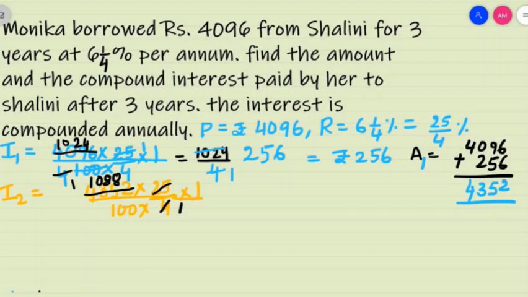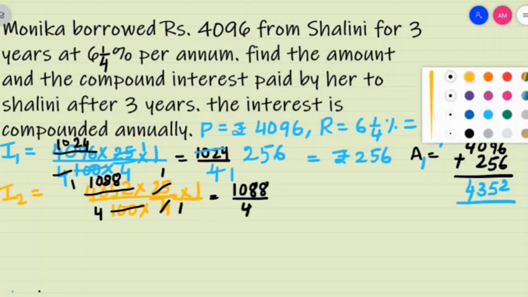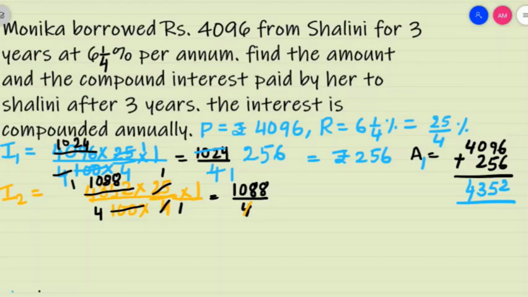Now see, 25 ones are 25 and 25 fours are 100. So 1088 by 4. Okay, now 1088 by 4 means, what can you do here? 88 is also divisible by 4, so the whole number is divisible by 4. 4 ones are 4. See, 4 twos are 8, 28, 4 sevens are 28, and 4 twos are 8. So you are getting rupees 272.